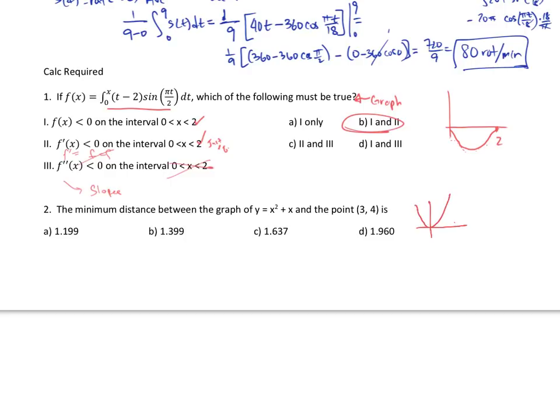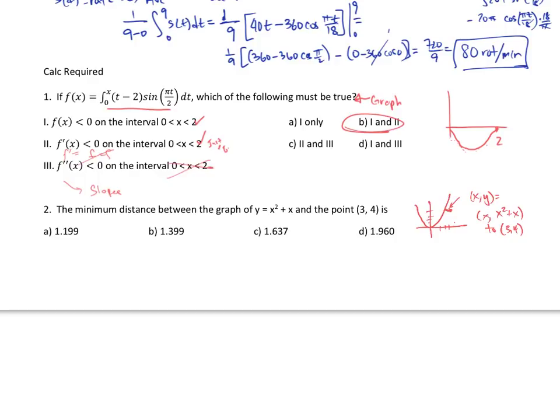And the point (3, 4), somewhere like, say, right here. And we need to find that distance right there. Well, we have to use a distance formula. Remember, we have x comma y, and that's x comma x squared plus x. So let's use the distance formula on that to the point (3, 4).